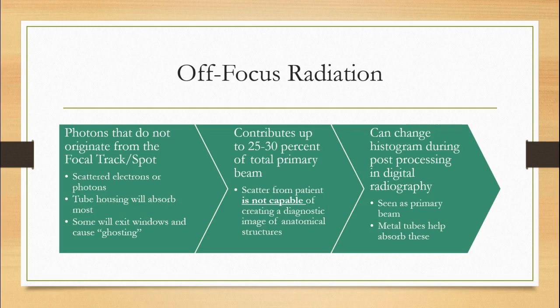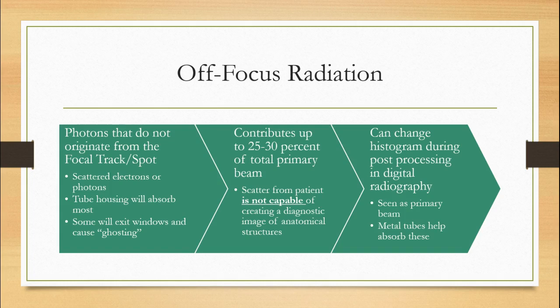All right, so off-focus radiation. Now this is a real problem, and there's no way to get around it. Off-focus radiation is photons that do not originate from the focal track or spot. So scattered electrons or photons, the tube housing will absorb most of them. Remember that 100 milliroentgen at 1 meter? They're going to absorb most of them, but some will exit the windows and cause ghosting. We call it ghosting. I'll show you what that looks like. It contributes up to 25 to 30% of the total primary beam. Huh, that doesn't sound good.